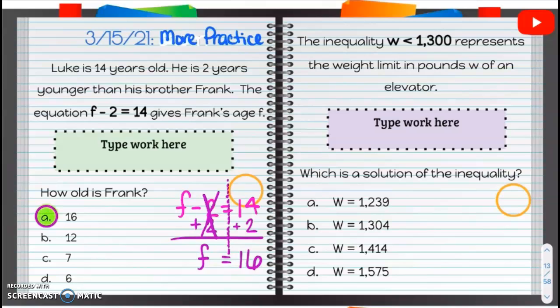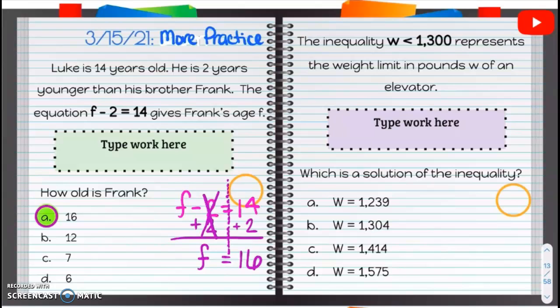All right, let's take a look over here. So the inequality W is less than 1,300 represents the weight limit in pounds, W for weight limit, of an elevator. Which is the solution of this inequality?